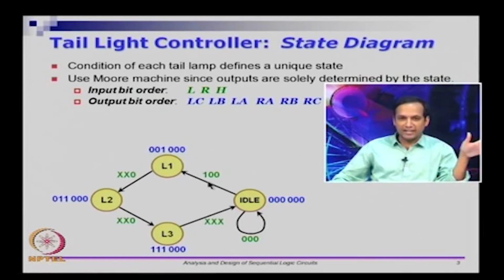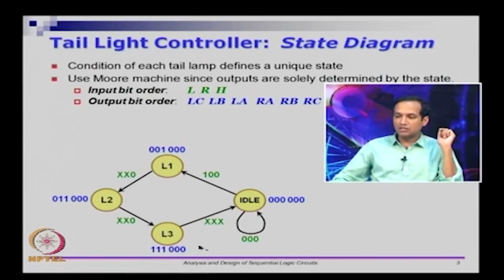I press the left indicator. The moment I press the left indicator, the cycle that I want is L1 should glow, then in the next cycle L1 and L2 should both glow, then in the next cycle LA, LB and LC, all three should glow. So L1, L2, L3 are the state names. At L1 I want LA to glow, at L2 I want both LA and LB to glow, and at L3 I want LA, LB, LC, all of them to glow.